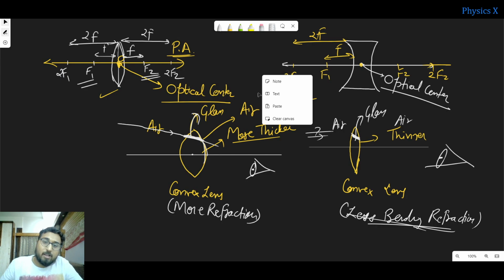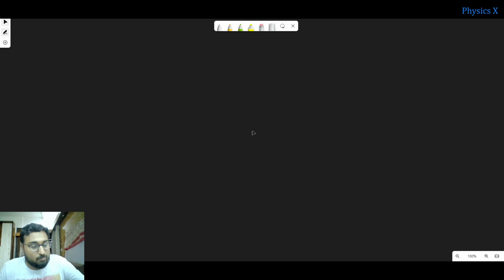So let us summarize what we have learned till today, because today there are too many things you should keep in mind. First of all, I will draw the diagrams so that it can be remembered more. You can say picture memory is more, it retains in your mind for a longer time.